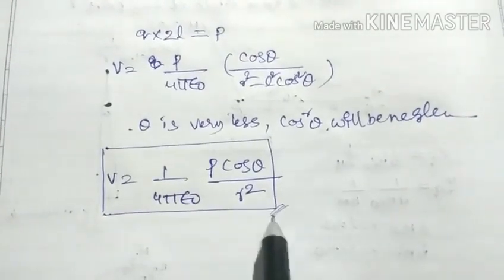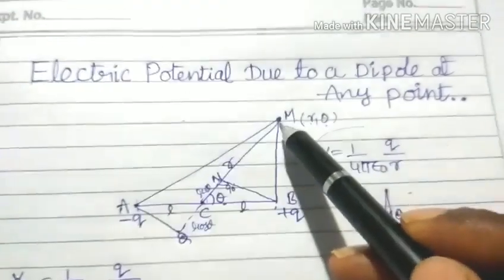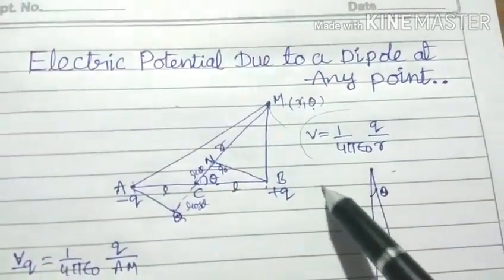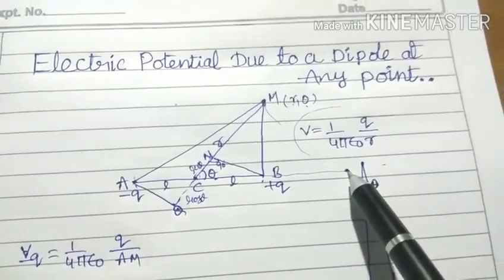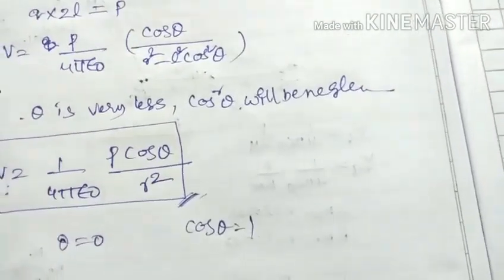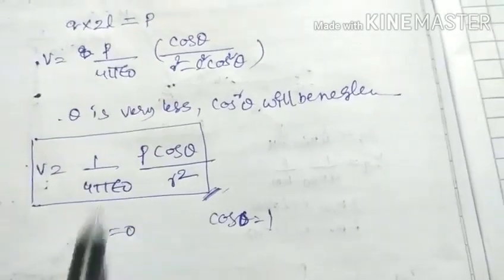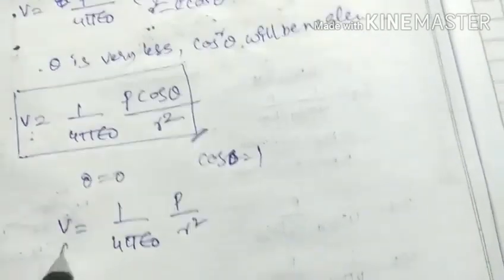Is it right or not? How can it be checked? If theta is equal to 0, then this point goes onto this line, and this will be the axial point. At an axial point, cos 0 is equal to 1, then V should be equal to 1 by 4 pi epsilon naught, P by R square. This is the axial line.